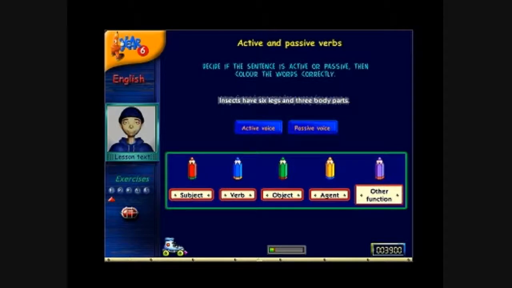I just wasn't... Did they change the colour? They changed the colours of the pencils. You were the agent before. You were the... They tricked me. This was the object colour last time, you cunt.